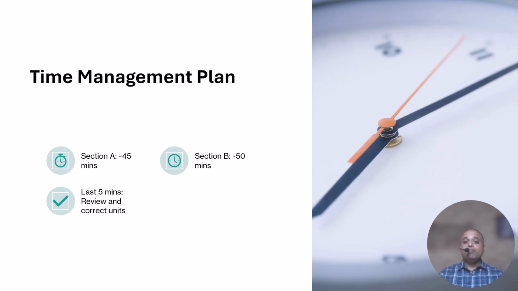Step 3: be precise. If it asks for two features of a cooperative, don't write an essay, just two sharp points. If it says calculate, go straight to the formula, showing full working, and give the answer with units.